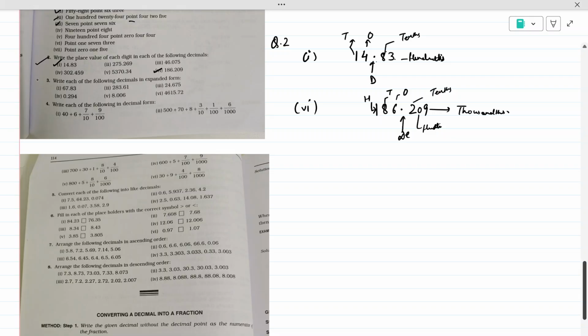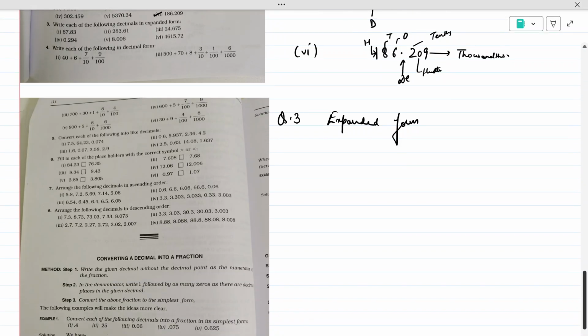Next, this is question number 2. Next, I am doing question number 3. So kids, the questions which I am not doing are homework for you, and you can pick up these for practice. Next one is: write each of the following decimals in expanded form. What is expanded form, kids? Where we have to multiply a number with its place value, right? We have done one such example.